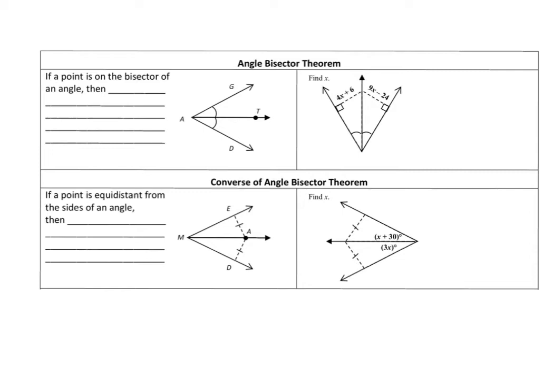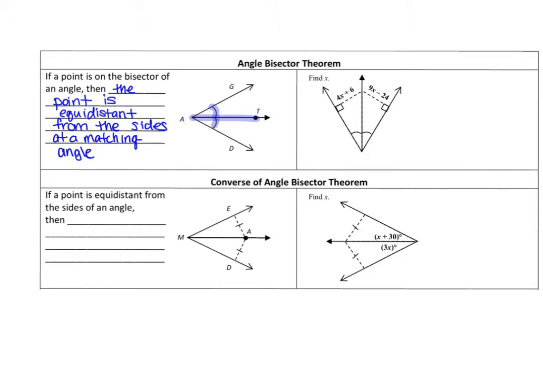Hey guys, today we're going to be working on angle bisector and base angle theorems and their converses and corollaries. So if a point is on the bisector of an angle, so if this point is on the bisector of this angle, then the point is equidistant from the sides at a matching angle. So point T is on the bisector of this angle.